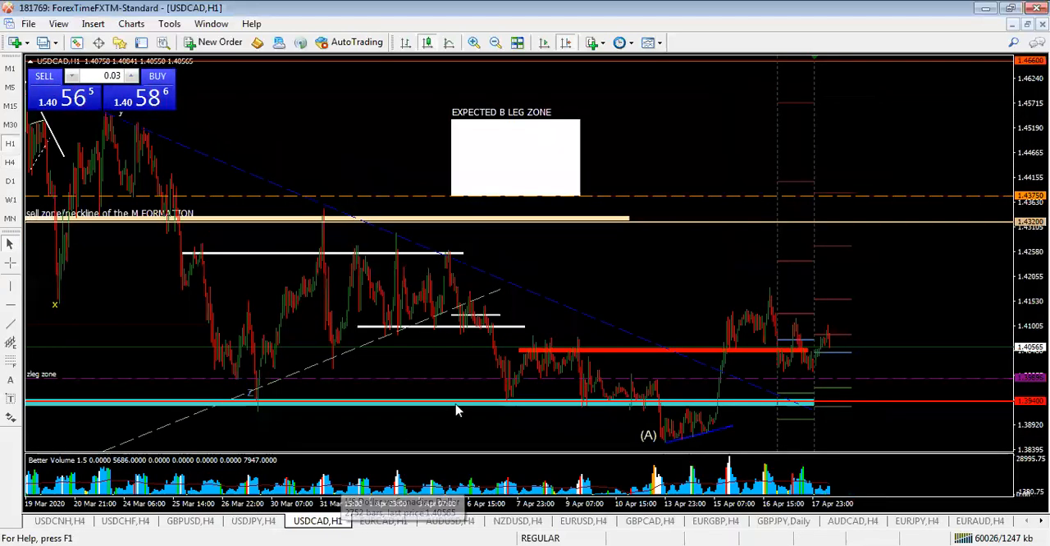Okay, for USD CAD. For those of you that missed the USD CAD last week, we are still within the range. All right. But for trading purposes, because we had this day here, for trading purposes, I want you to wait for a bounce off this area.